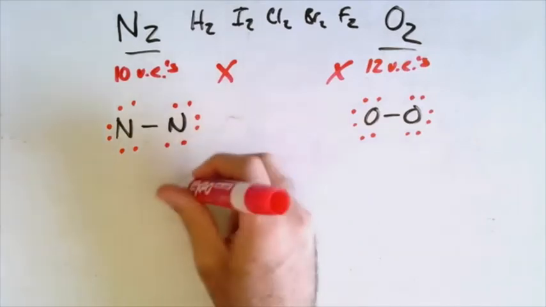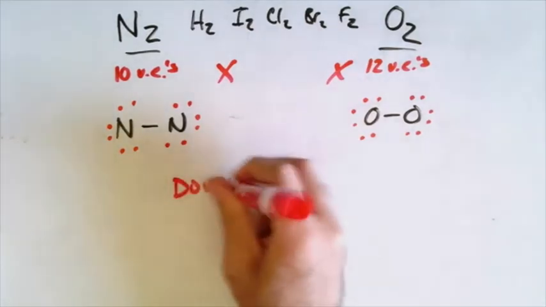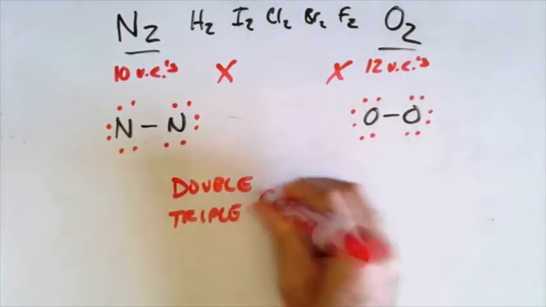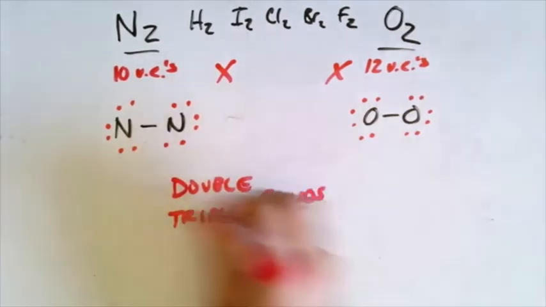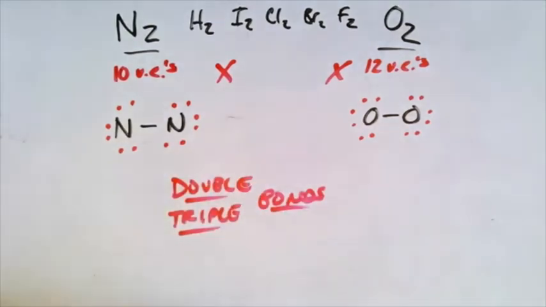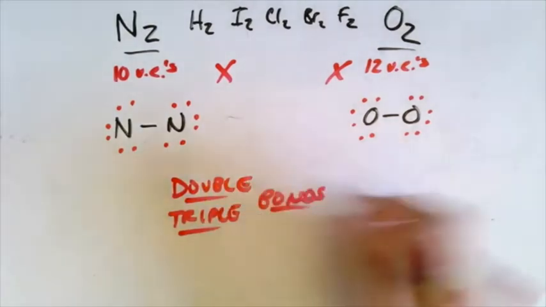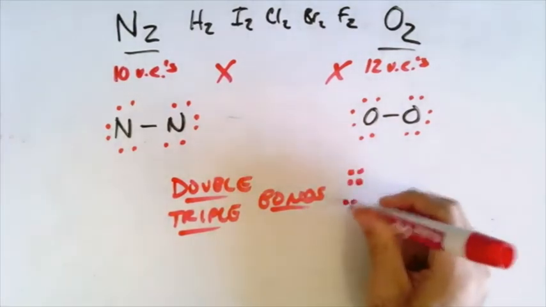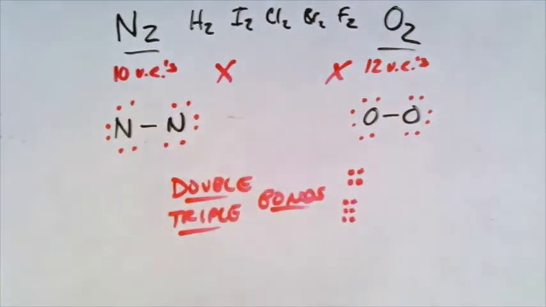So what I'm going to do is start making double or triple bonds. And just like a single bond is 2 electrons, a double bond will essentially be 4 electrons, and a triple bond will be 6 electrons that are being shared. So let's try this real quick. The basic move is this.